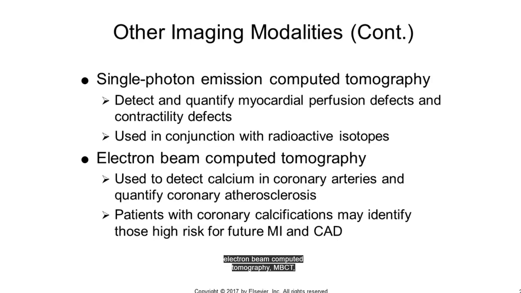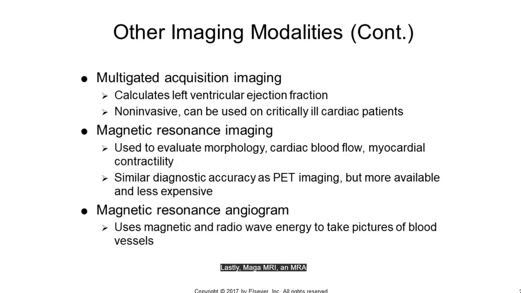Electron beam computed tomography, EBCT, is used to detect calcium in the coronary arteries and quantify coronary atherosclerosis. This increased calcification is associated with increased risk of MI and CAD. Lastly, MUGA, MRI, and MRA can also be used to assess cardiac function and blood flow.